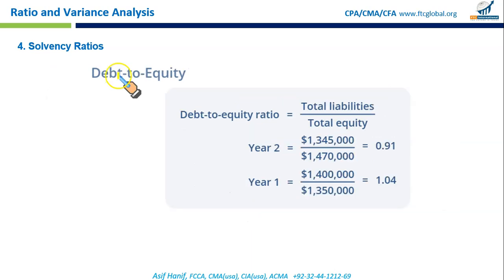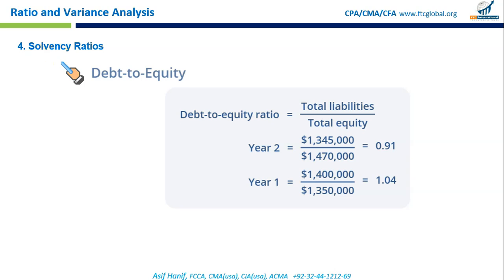Now we have our third set of ratios, solvency ratios. First of all, what is solvency? If liquidity is your ability to pay your current obligations as they become due, solvency is the business's ability to pay its long-term obligations when they fall due. So liquidity measures your ability to pay your current obligations, and solvency measures your ability to pay your long-term obligations like long-term bonds, notes, and long-term debts.